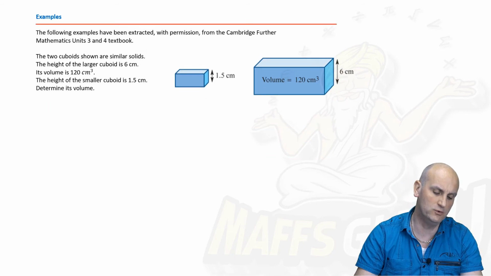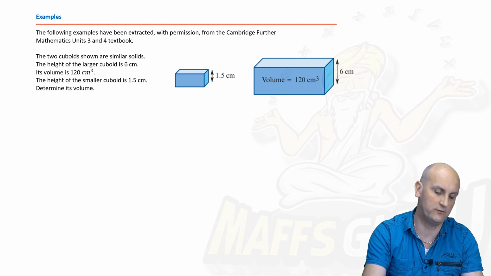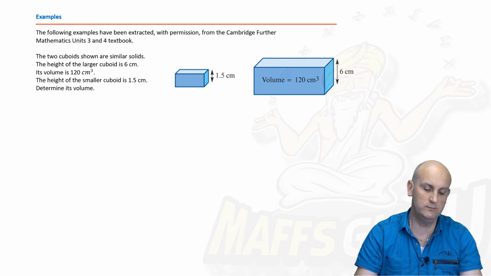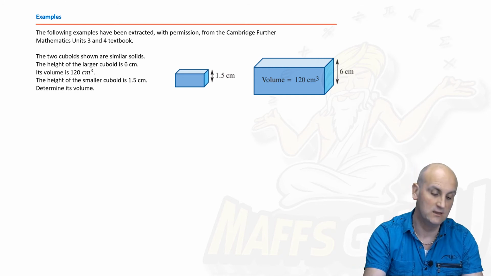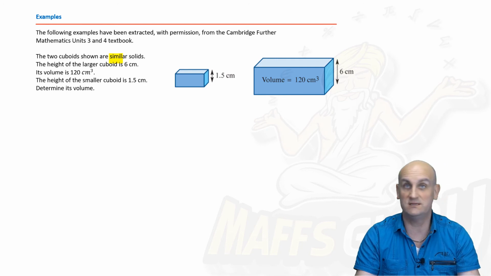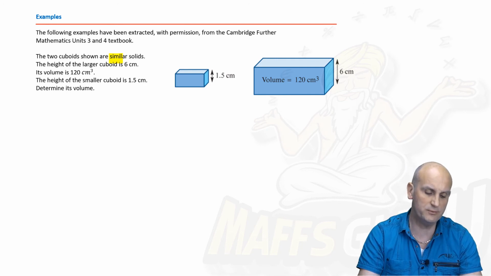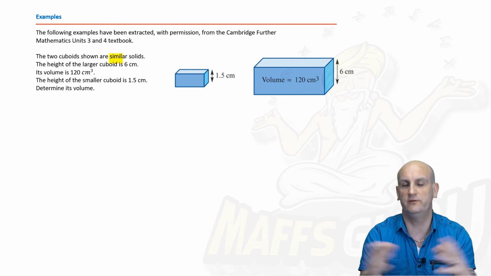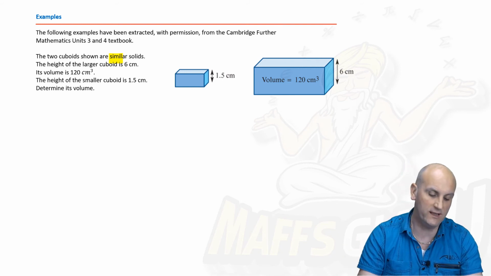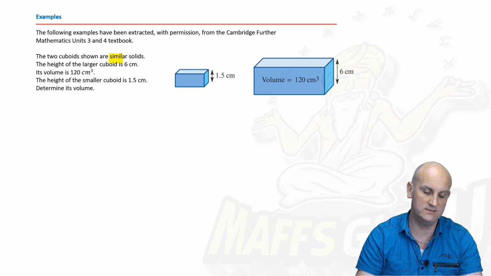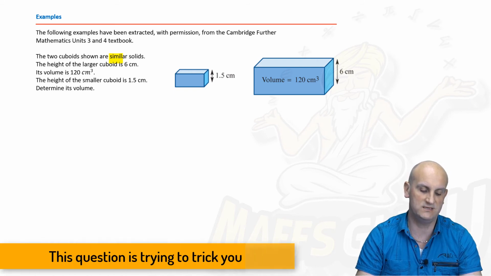Here are some examples from the Cambridge Further Maths Units 3 and 4 textbook. Two cuboids shown are similar solids. So the important word there was, in fact, similar. Why is it important? Because we now know that we can use this volume business. So the height of the larger cuboid is 6. Its volume is 120 centimeters cubed. The height of the smaller cuboid is 1.5 centimeters. Determine its volume. So we want the volume.